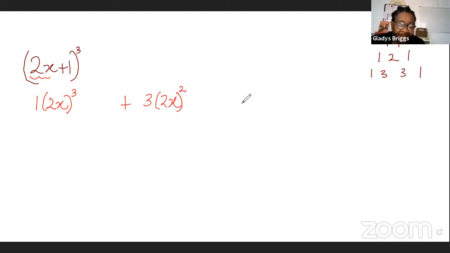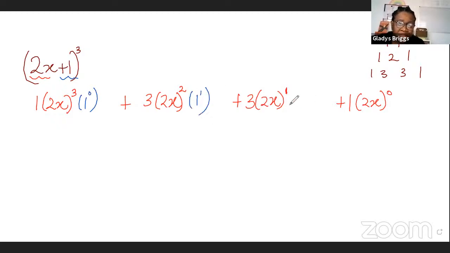Now times it by 3 again. 3 times 2x raised to the power of 1. Now times it by 1. 1 times 2x raised to the power of 0. Now start to look at the second term, the other term there. So this would be times 1 to the power of 0, times 1 to the power of 1, times 1 to the power of 2, and times 1 to the power of 3.